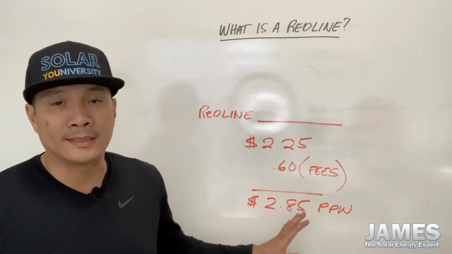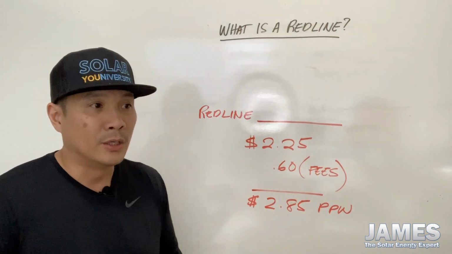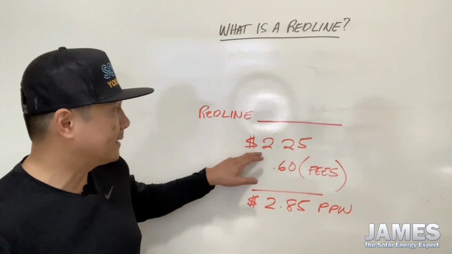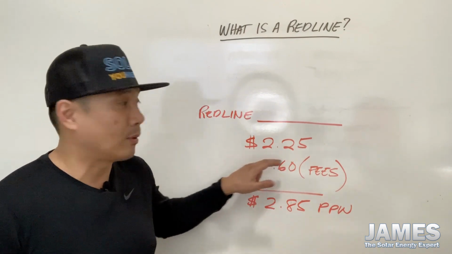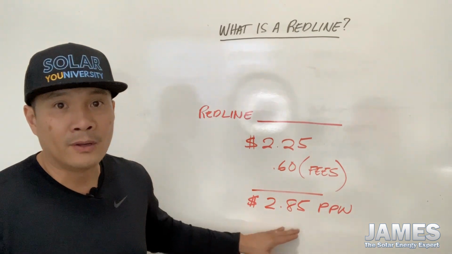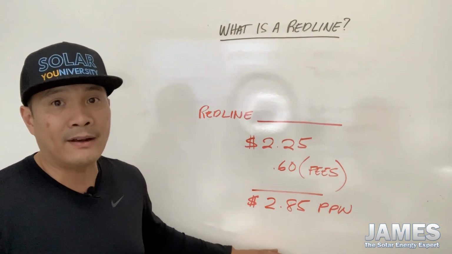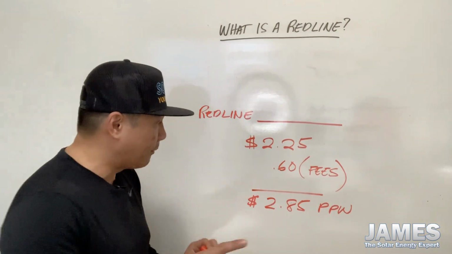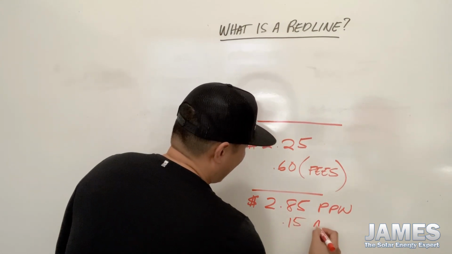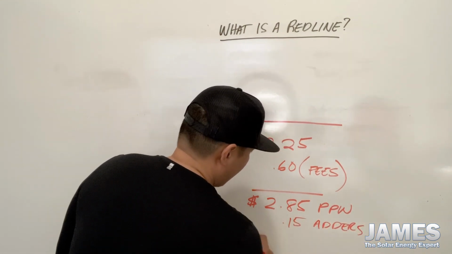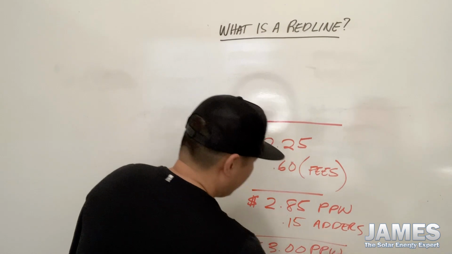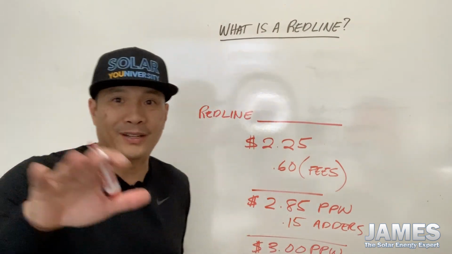And I'll show you as well how this correlates directly to your commissions and how much you're going to make. Because like I said, the lower this number is, the number up here, what you negotiate with a solar company, the better off you are. So again, that's at $2.85 now. And obviously there are different types of adders involved. So at the end of the day, say for example, you add on another 15 cents for adders. So now you're at $3 PPW.